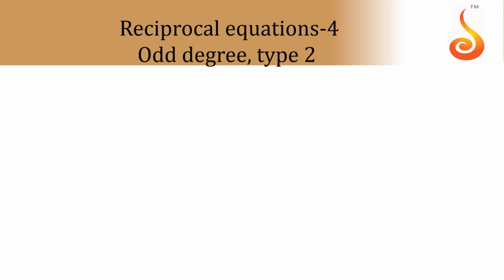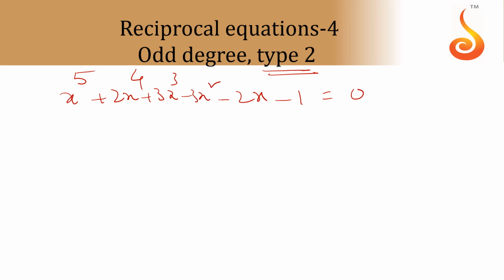Okay, now let us discuss odd degree type 2 now. It is type 2. So let us start x power 5, some minus 1. So plus 2x power 4, then you should have minus 2x plus 3x cube. Then from that side you should have minus 3x square. So everything is perfectly settled. So it is odd degree type 2.